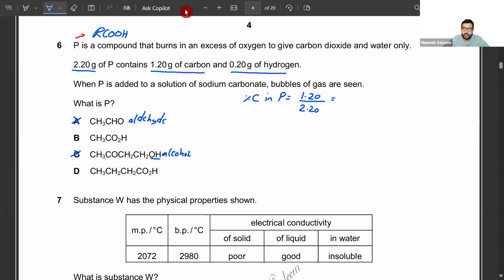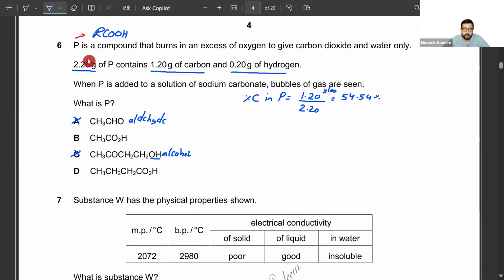Now this gives me the percentage equivalent to 54. You need to multiply with 100 as well. 54.54%. 54.54% is the percentage mass of the carbon. Now, without going into further calculations, I'm gonna switch directly to the compound D, in which we have the carbon.